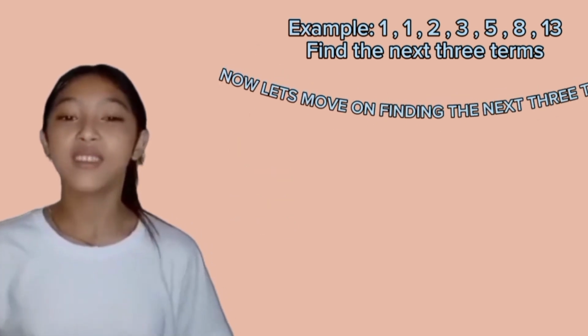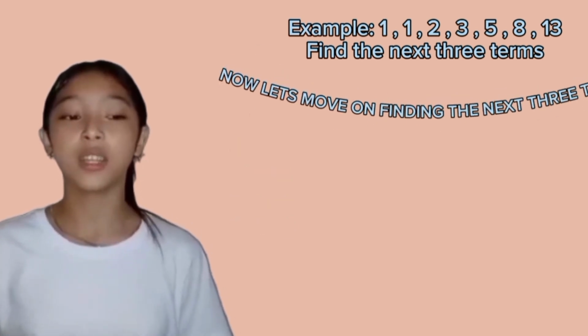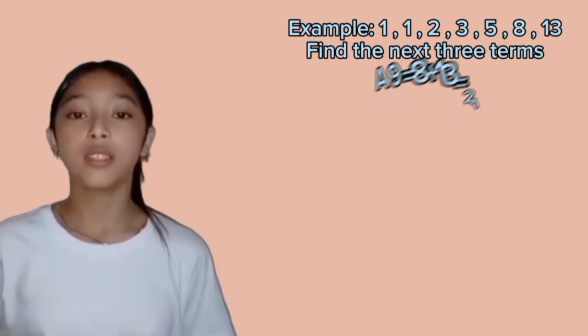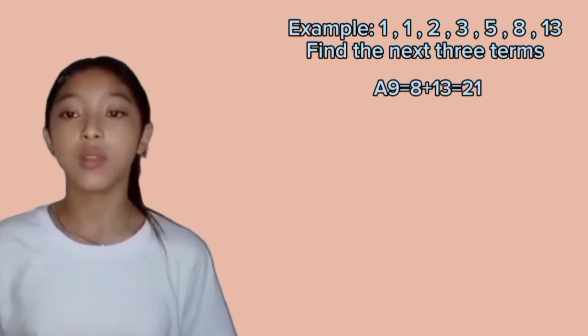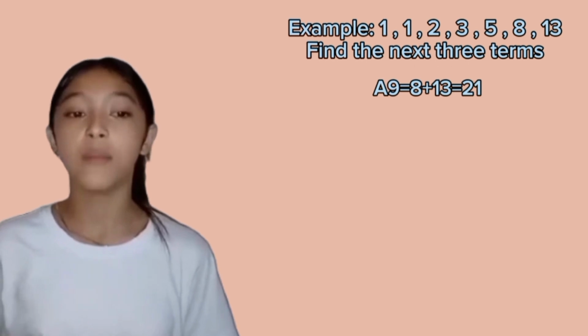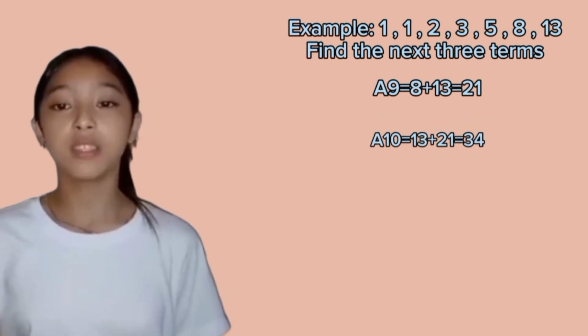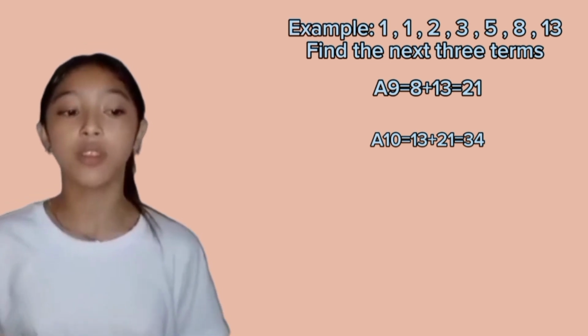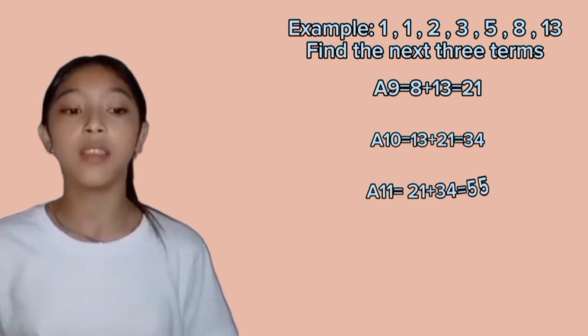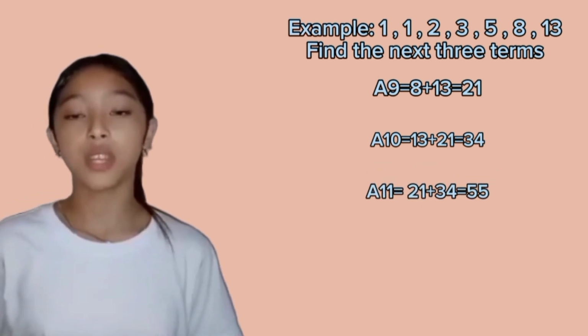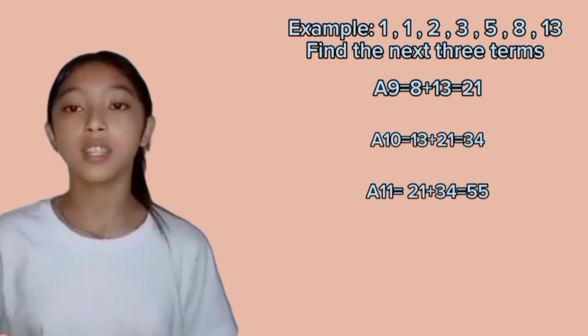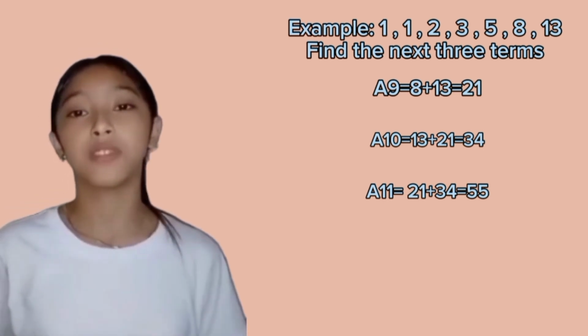Pumunta naman tayo sa find the next term. A sub 9 equals 8 plus 13 equals 21. A sub 10 naman, 13 plus 21 equals 34. A sub 11, 21 plus 34 equals 55. The next three terms are 21, 34, 55.